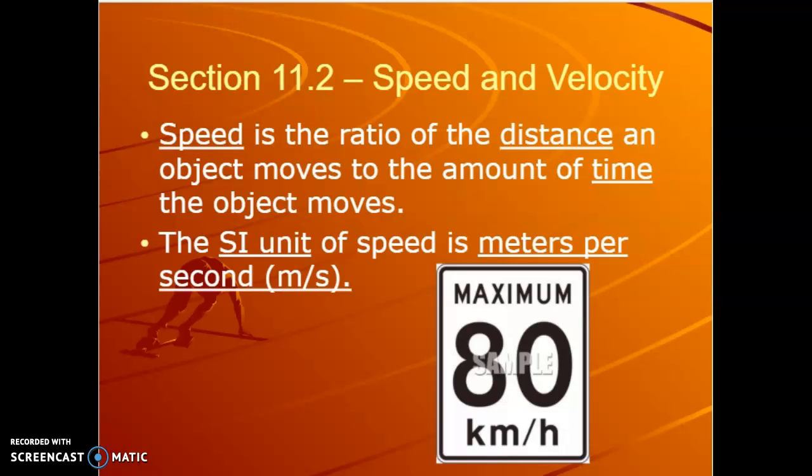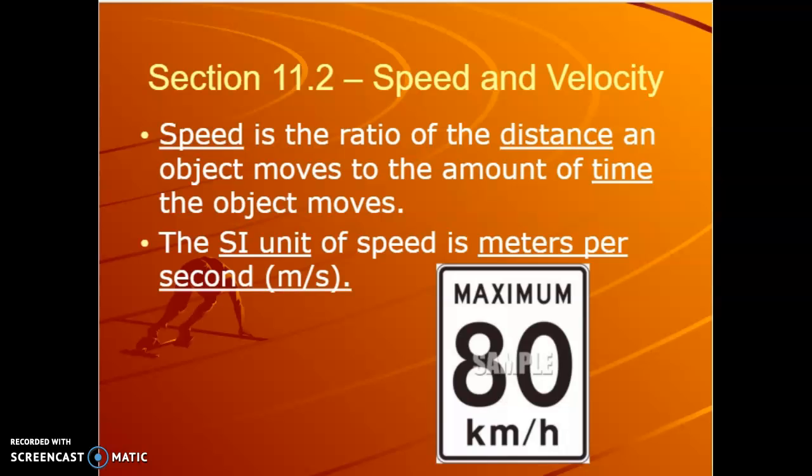A couple of things to note is that distance we can measure in meters or things like kilometers when we're talking about speed and velocity. And time we can measure in units like seconds or minutes or even hours. It really depends on the problem that we're looking at. But the SI unit or the standard unit for speed is meters per second.